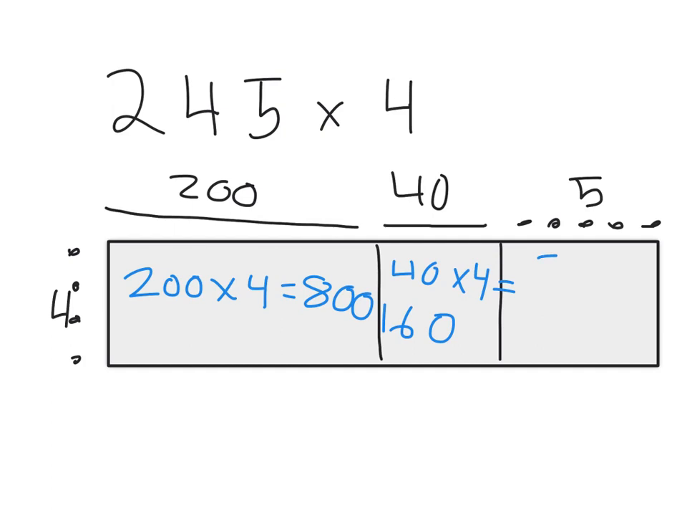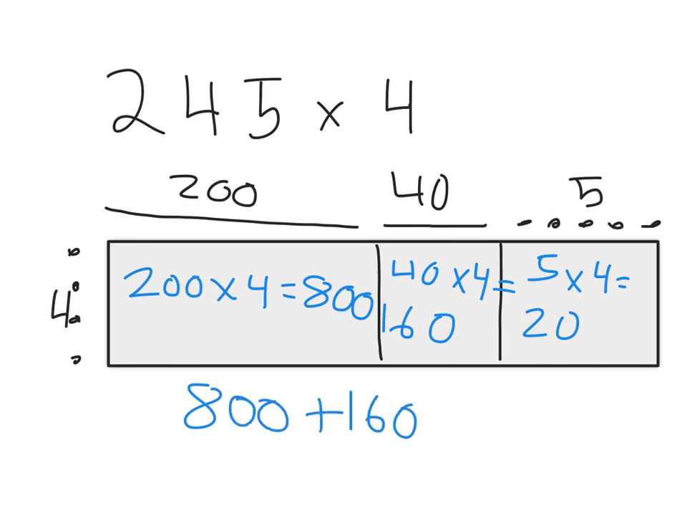And then the last box, we have 5 times 4, which is 20, and then we add up 800 plus 160 plus 20. You get 980. So on the last screen, I'll show you the version of this that does not involve drawing a picture, just so you could use that in the future if you were wanting to.